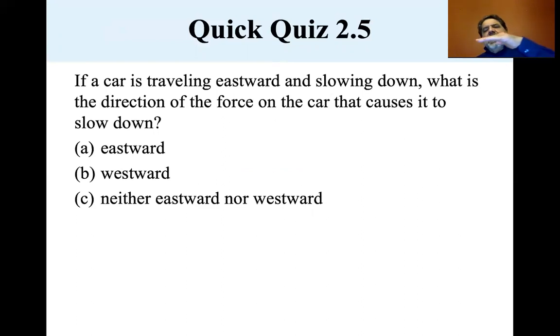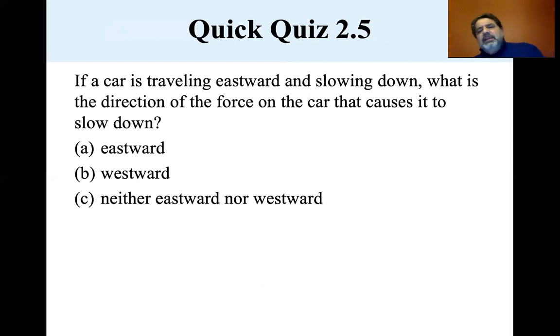If it's slowing down, then the acceleration is in the opposite direction. If a car is going this direction and it's speeding up, then the acceleration is in the same direction. But if it's slowing down, the acceleration is in the opposite direction. We'll study that more when we get to motion diagrams.